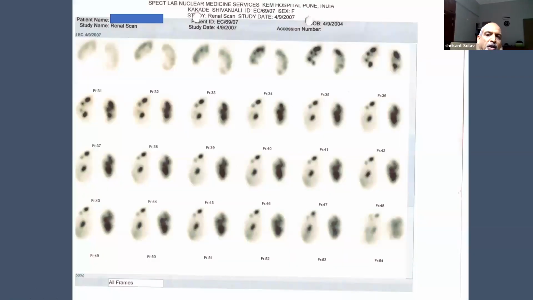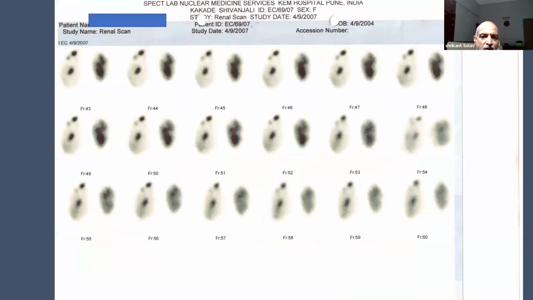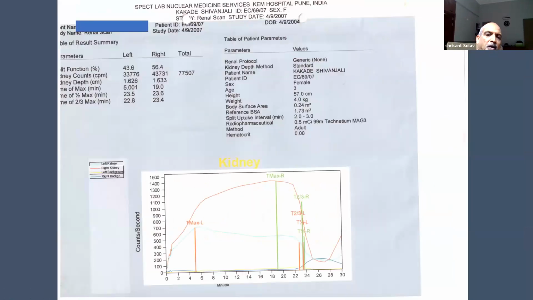Pre-pyeloplasty, both the kidneys are enlarged, right more than left. The function is worse on the right side as compared to the left. Both are showing central cold area, which is hydronephrosis. Both these areas fill up with tracer, which means it's a hydronephrotic kidney. And look at that, 45, 55. Both of them show obstructed curve. This is where the study was terminated.